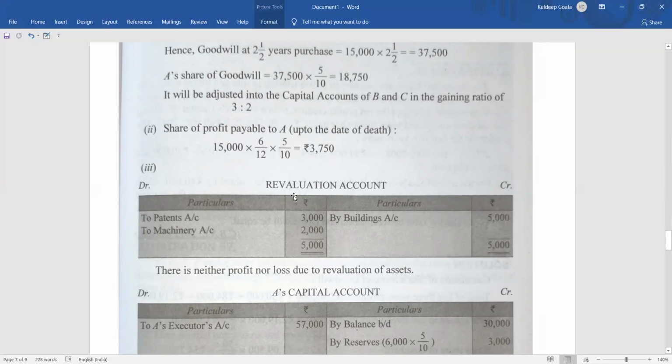Now in this question you can see very interesting fact is that the debit side of the revaluation is also 5,000 and the credit side of the revaluation is also 5,000. Both the sides are same. So there is no profit, no loss in revaluation. Okay. So just make the totaling of both the sides, nothing to balance here. If there were any extra balance, then we need to do the balancing, and that would have been either profit or loss. But here it is neither profit nor loss.